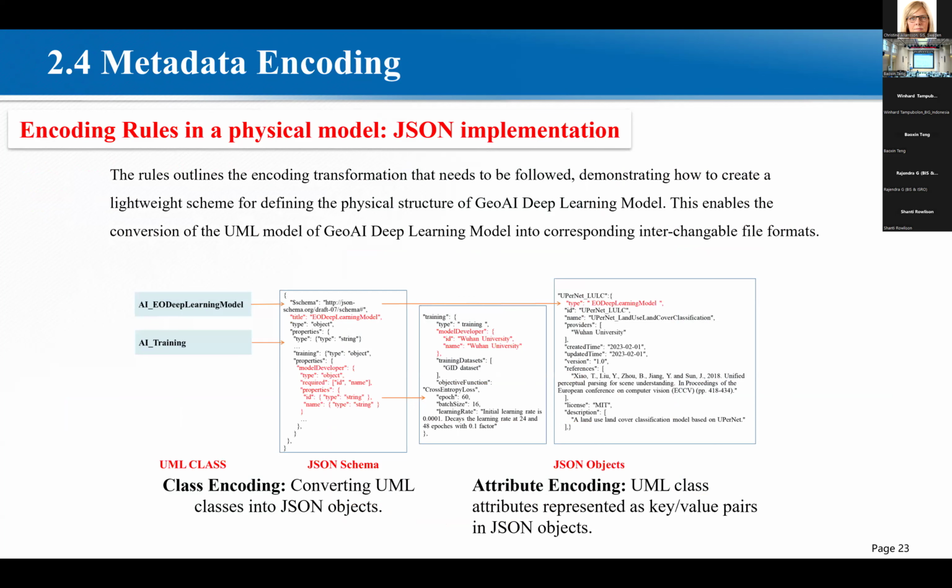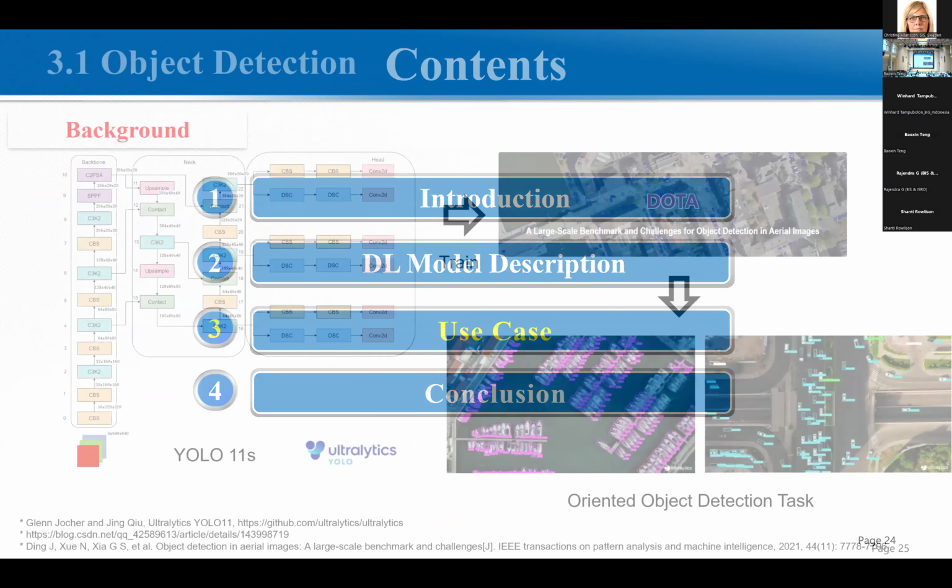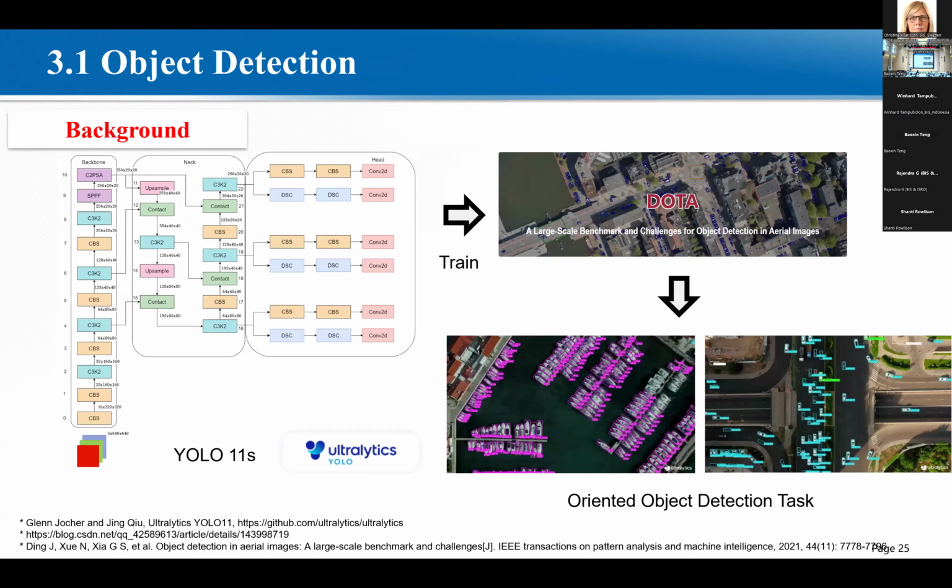And we also developed the encoding rules for the model metadata. It uses a JSON encoding so that this metadata is machine readable. And this is a use case. We use the YOLO 11 small model, which is an open source model, and it was trained on the DOTA dataset. It can be used for the object detection task.